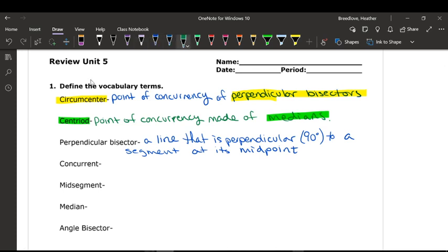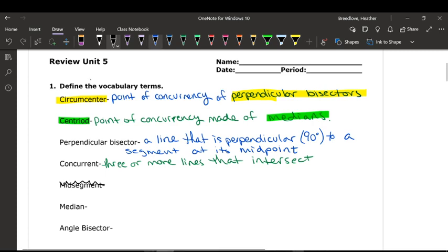Okay, so then concurrent is three or more lines that intersect at the same point. Three or more lines that intersect. We don't need mid-segment. That shouldn't even be there. That's the one. They got moved to a different unit. Don't worry about that. We'll deal with that I think in Unit 9 or 10.